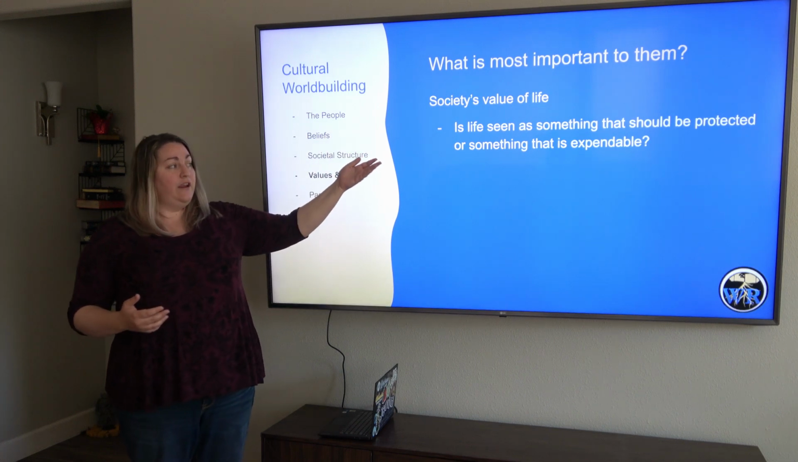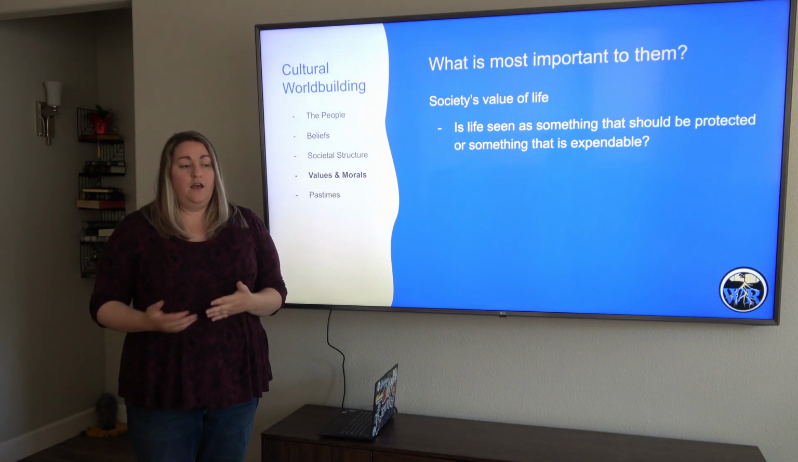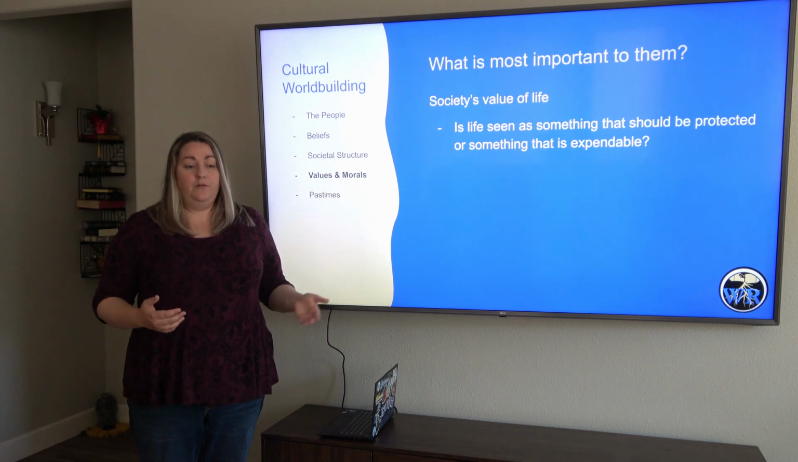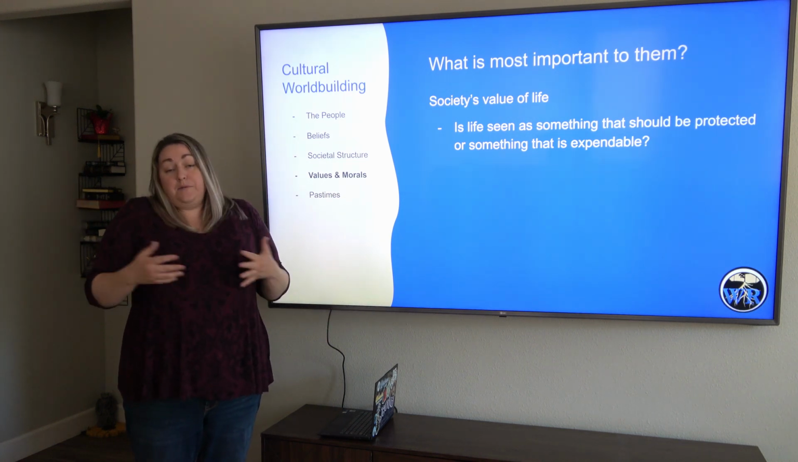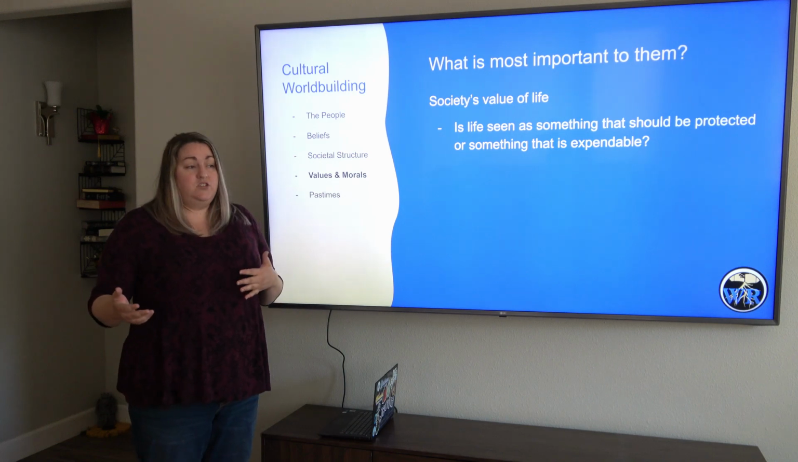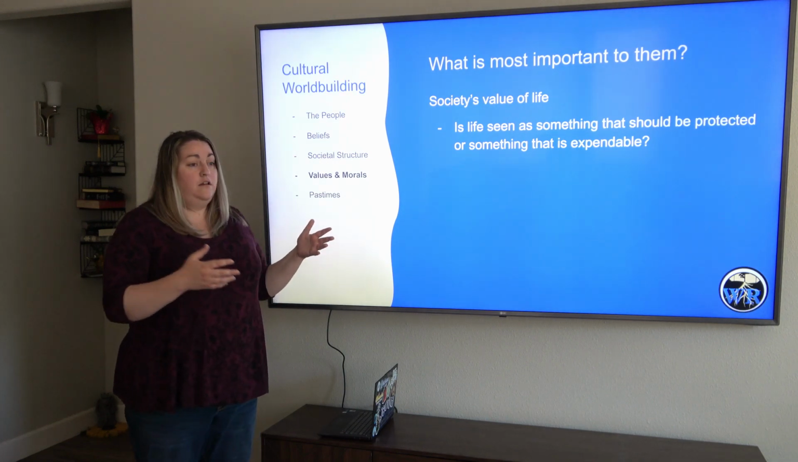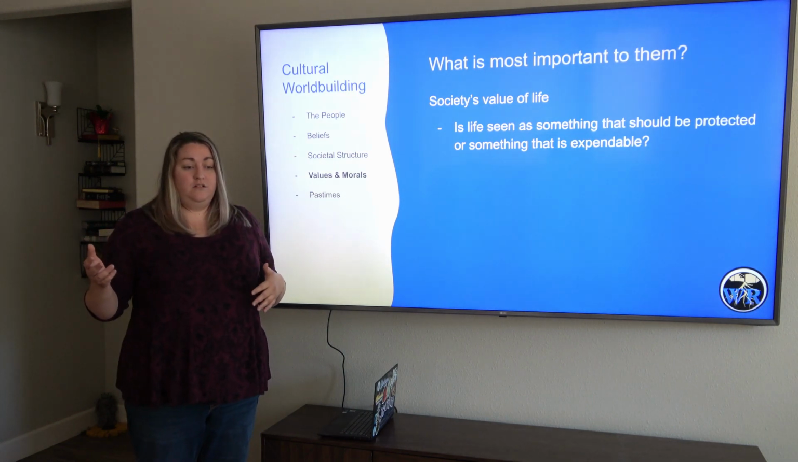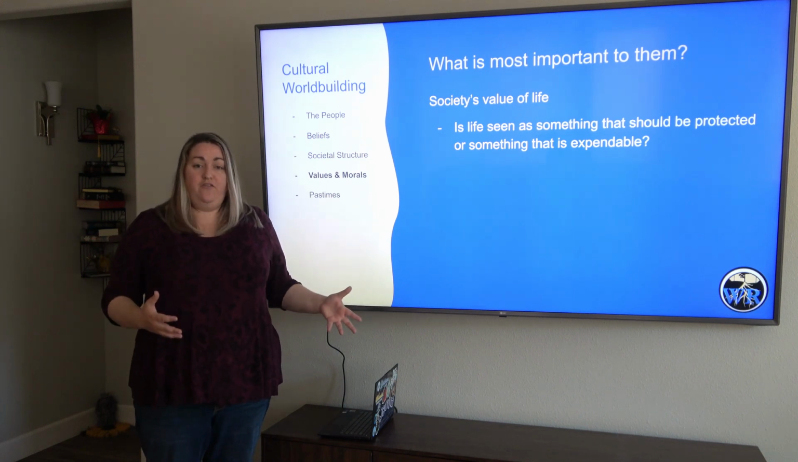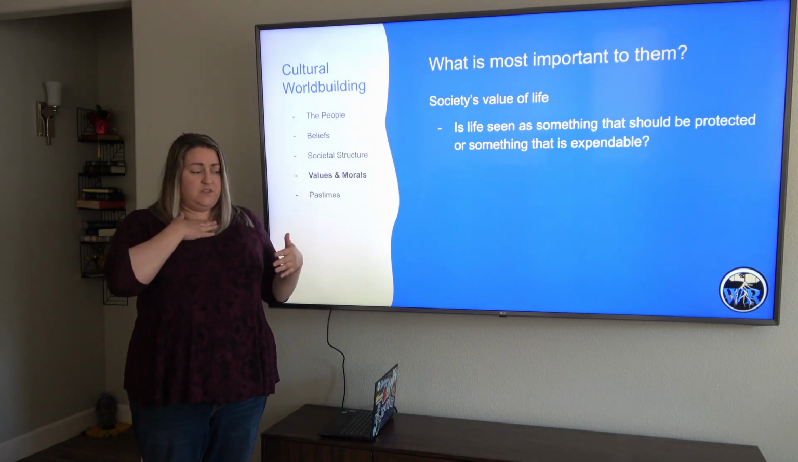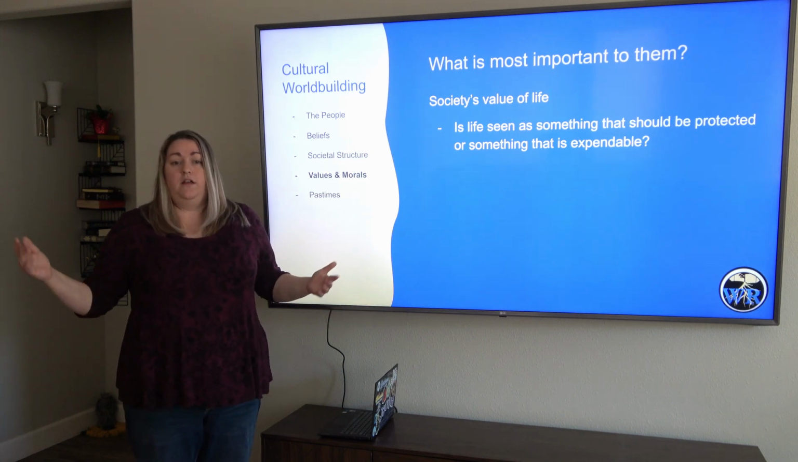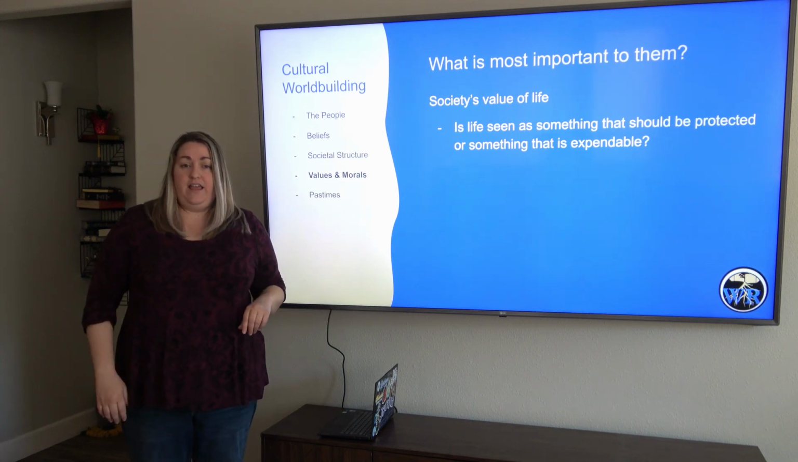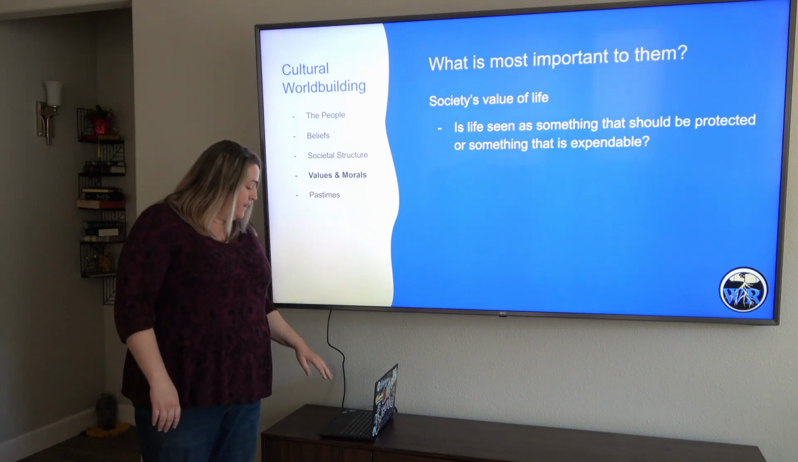Again, this can vary within your class structures. Like in the Mistborn example, the nobility view the Skaa as absolutely expendable. They don't need to protect Skaa life, because they're just there to do work, and they're just as common as any livestock.